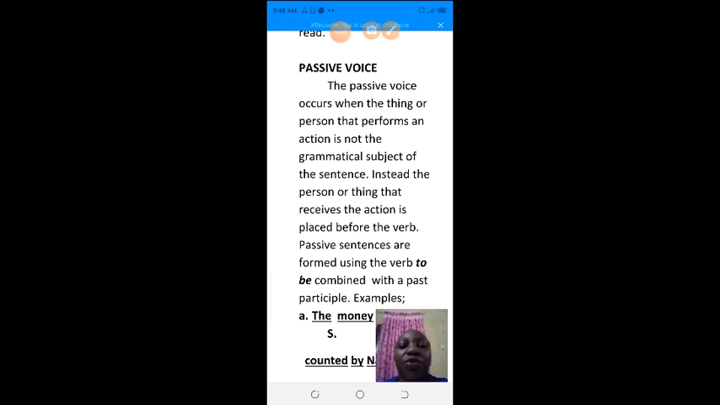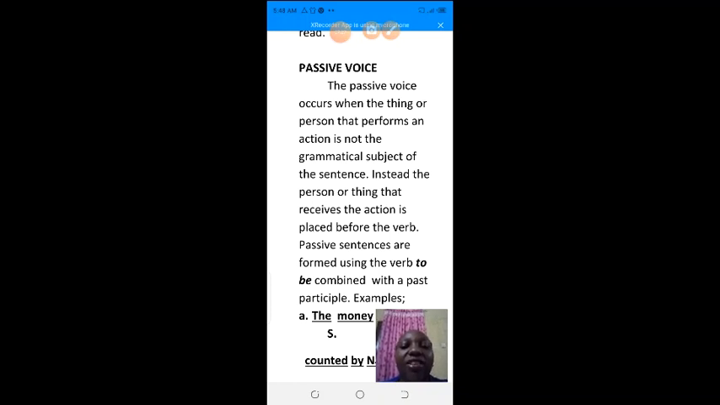Now, the passive voice or passive construction. The passive voice occurs when the thing or the person that carries out an action, that is the subject, is not the grammatical subject of the sentence. The passive voice occurs when the subject does not come first. That's what I mean by it's not the grammatical subject, because in grammar, the subject comes first in a sentence. But when the subject does not come first, it comes last, we say that sentence is in the passive voice, the passive construction.